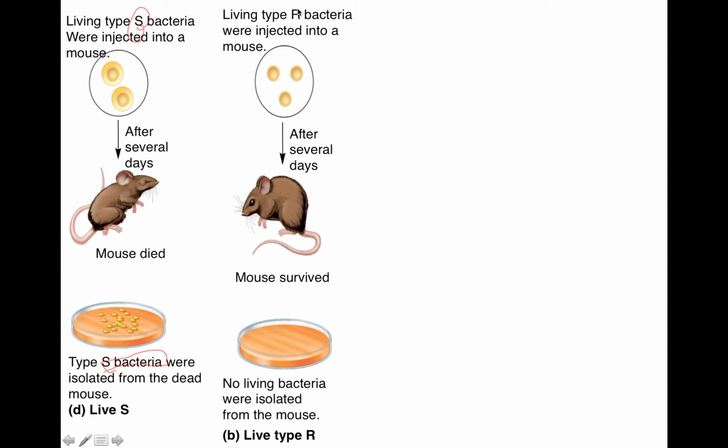However, if you use the R strain instead, the mouse was able to mount an immune response, clear the infection. The mouse survived, but you never recovered any R bacteria from the mouse's bloodstream because the immune system of the mouse killed it all. So no living bacteria were able to be cultured from this mouse.